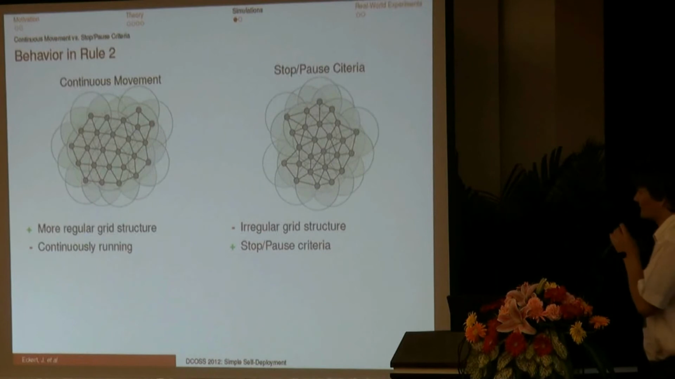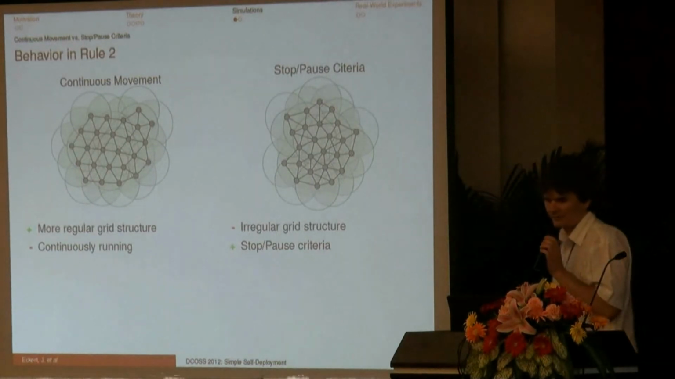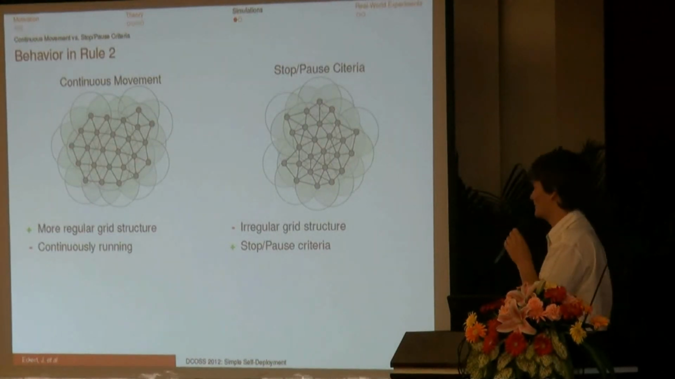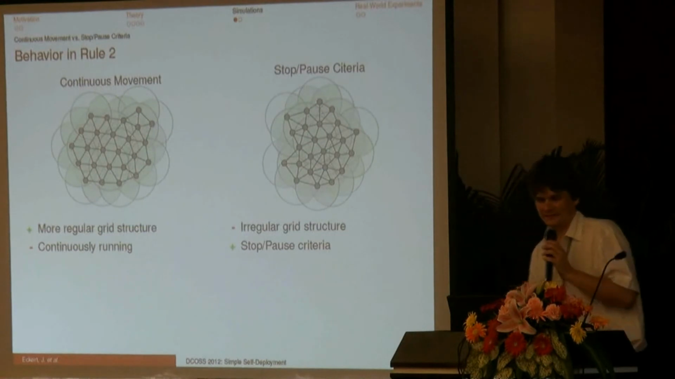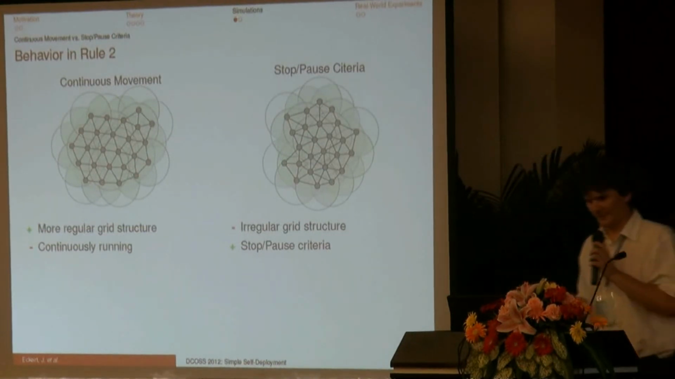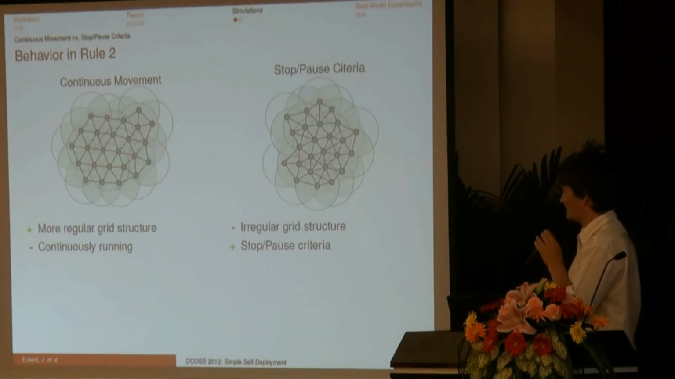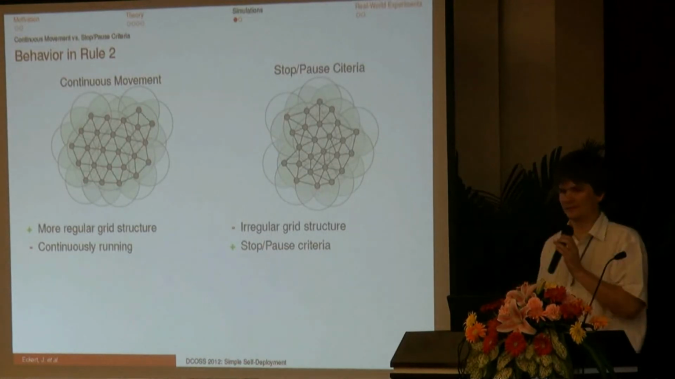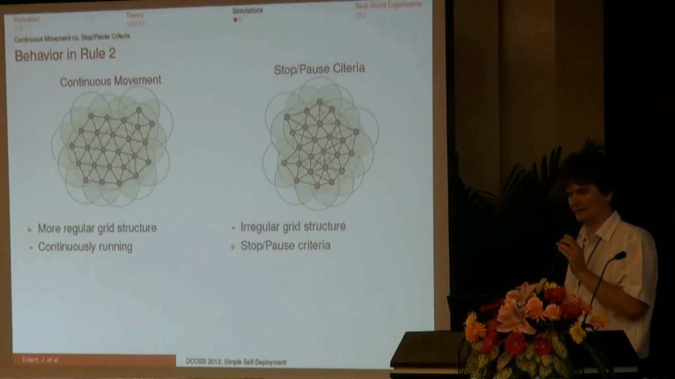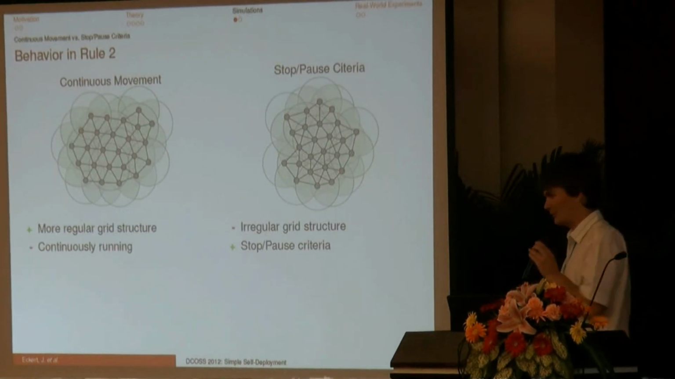Of course we have simulated this, and now we're coming back to rule 2. If you remember it, we have 2 possibilities to handle rule 2. If we have enough nodes in the desired belt, we can either continuously move on, evaluating those nodes and finding a better position, or we can pause.